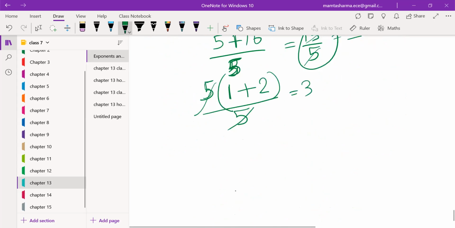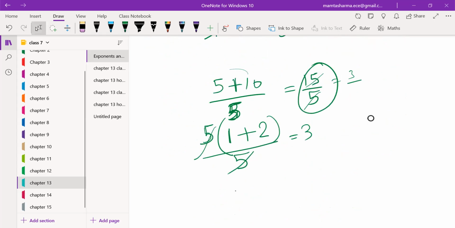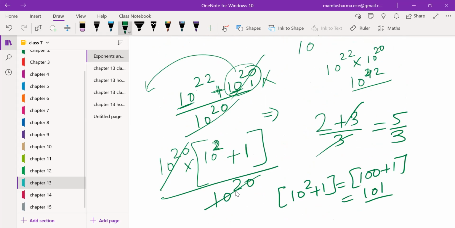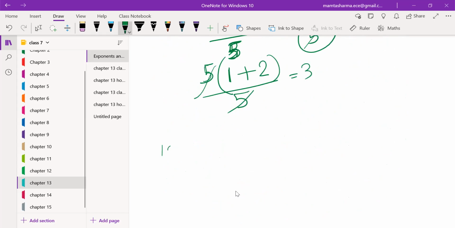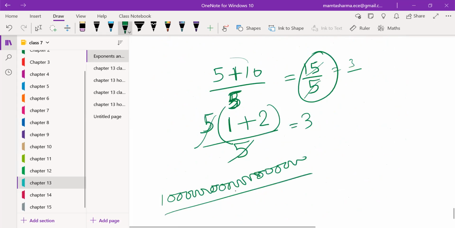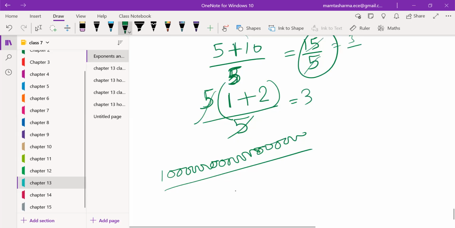Or if you don't want to use this method, you open 10 raised to power 22 and open 10 raised to power 20. See, 1 2 3 4 5 6 7 8 9 10 11 12 13 14. How much space will it take? Yes, that will be easier for you, but it will take a very huge amount of space.